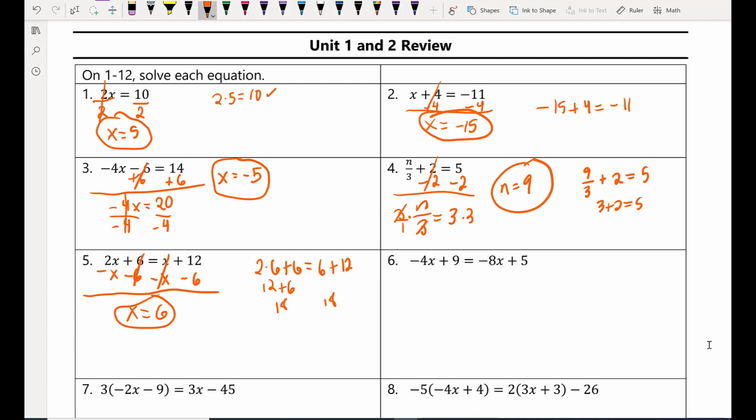On 6, negative 4x plus 9 equals negative 8x plus 5. So I would recommend adding 8x to both sides, or adding 4x to both sides. It doesn't matter which one of those you do, because we should end up with the same answer, but you want to move the number the opposite way that you did the x. So since I moved the 8x over to the left, I'm going to subtract 9 over to the right. For linear equations like these, we're not trying to get everything on the same side. We're trying to get the x's on one side and all the numbers on the other. 5 minus 9 is negative 4, so I'm going to divide by 4 and get x equals negative 1.